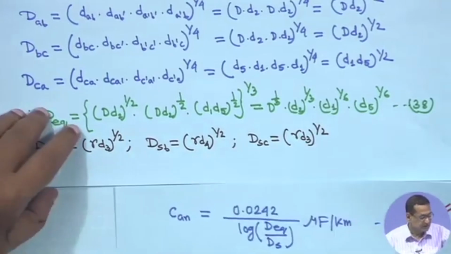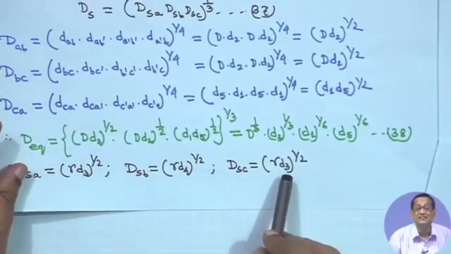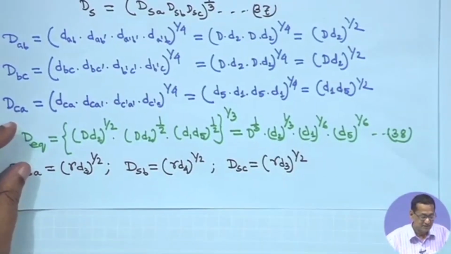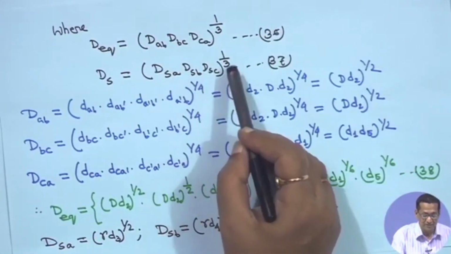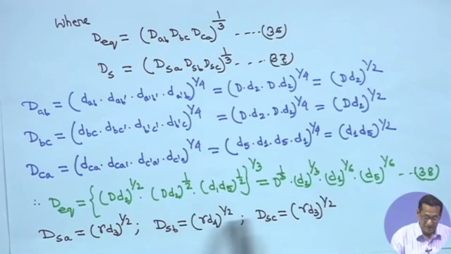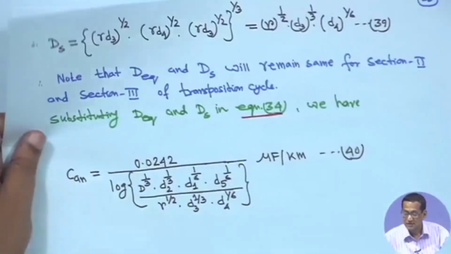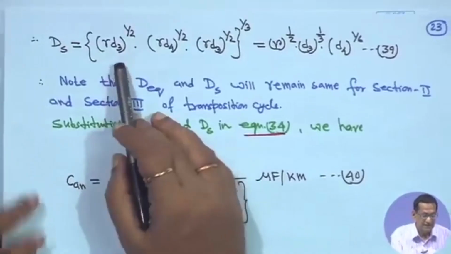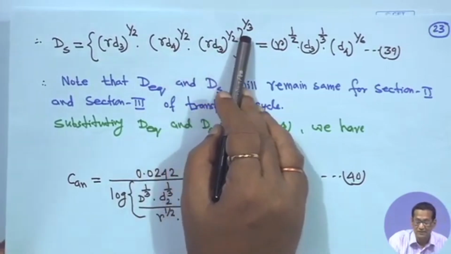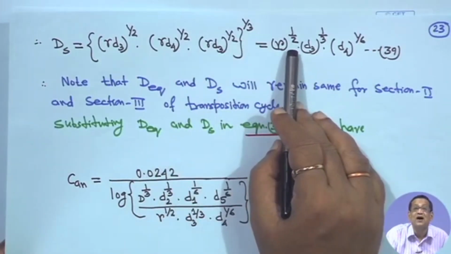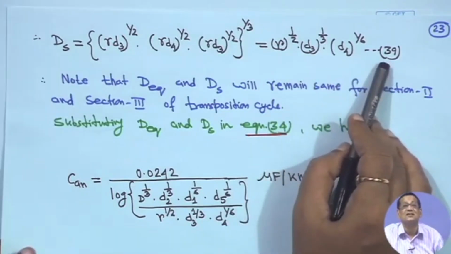So, next, once you get DSA, DSB and DSC, all these things you have got, right, then DS will be DSA, DSB, DSC to the power 1 third. So, substitute all these 3 expressions. If you substitute, then DS is equal to R D 3 to the power half into R D 4 to the power half into R D 3 to the power half, to the power 1 third. So, it is coming R to the power half, then D 3 to the power 1 third, D 4 to the power 1 by 6. This is equation 39, right.